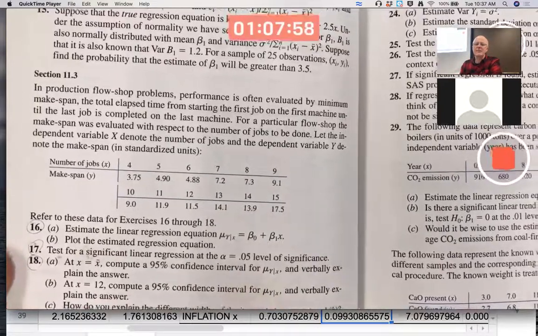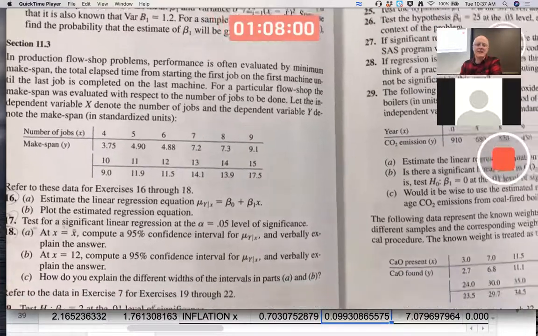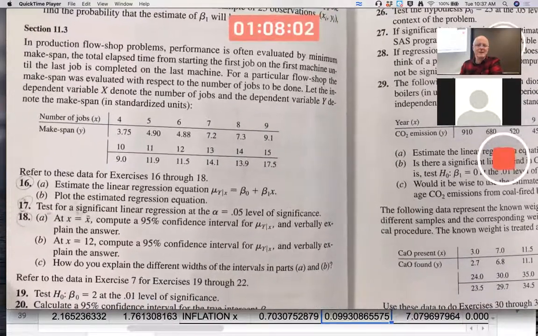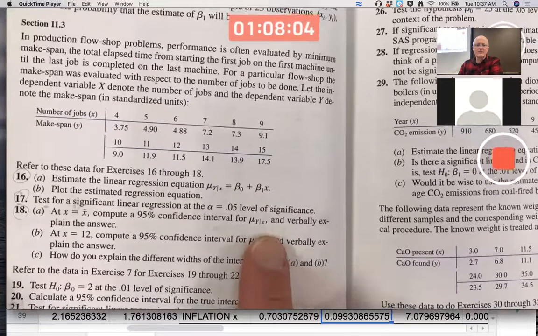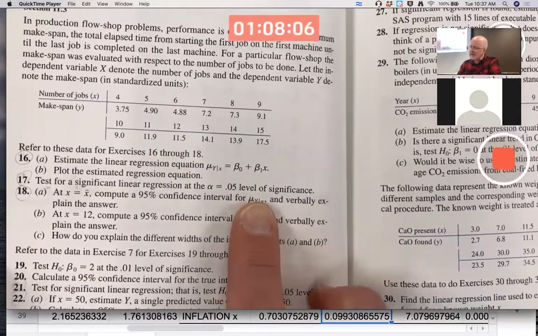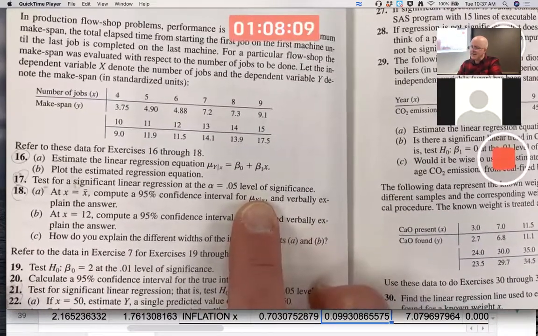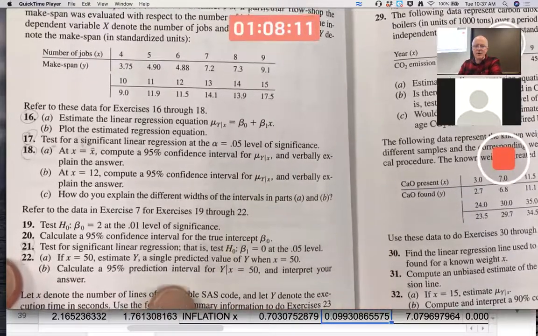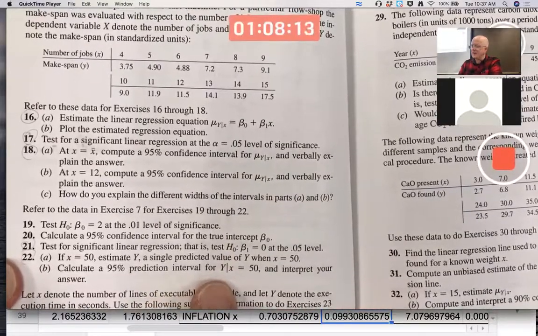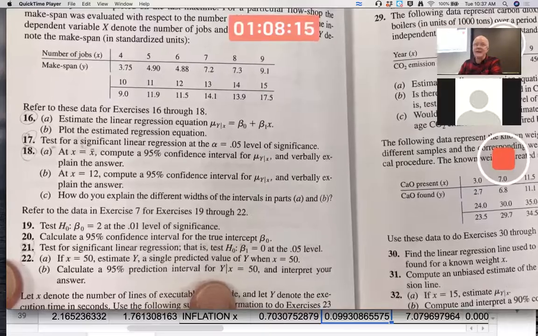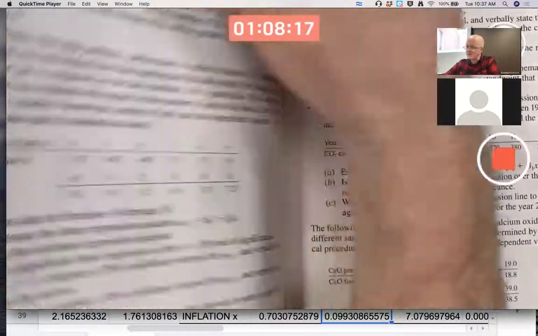I also want you to be able to do a few other things that I haven't had time to talk about yet. Computing confidence intervals for a mean and something called a prediction interval for y. How can you do that without me talking about it? Because there's formulas in the book. Just use the formulas.